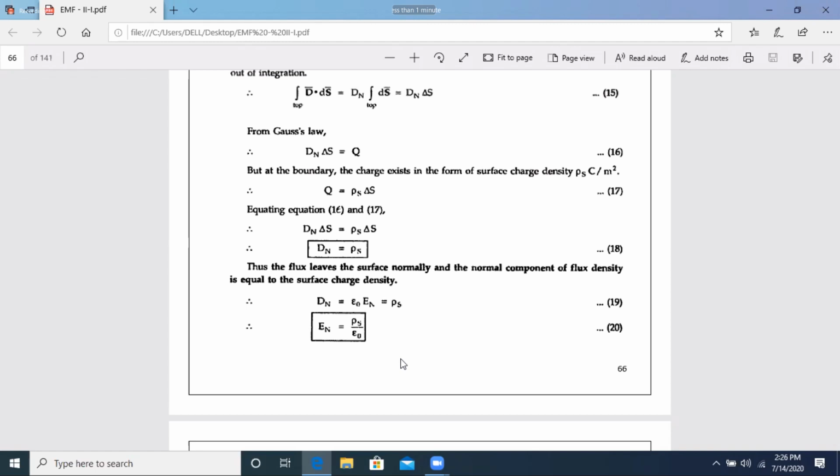So what's E2 now? E normal 2 plus E tangential 2, and that equals 2ax plus 3ay plus 9az. Units?